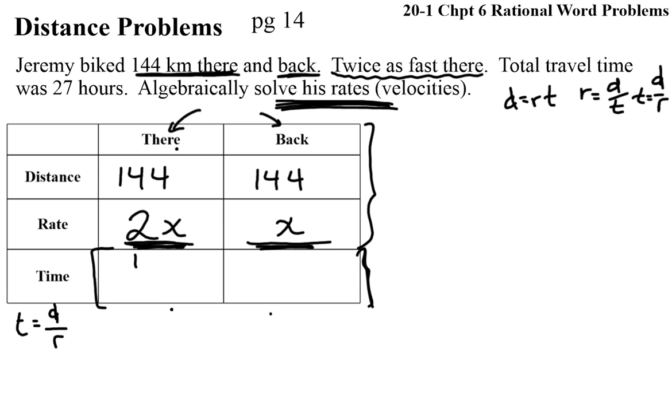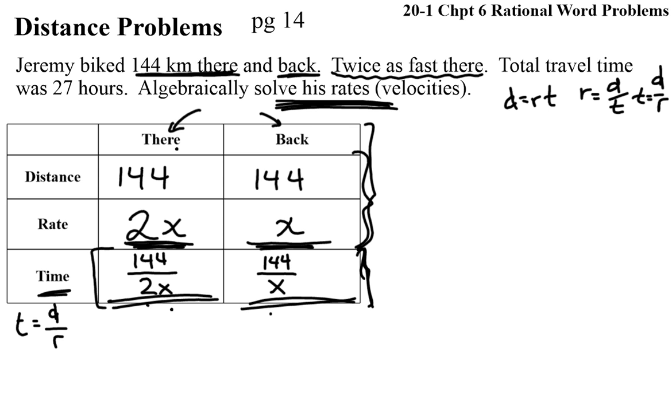We know time is distance, 144, divided by a rate of 2x. That's what I could use to figure out how long it took them going there. We know there was 144 kilometers coming back, divided by the rate, which is x. So these are two expressions to represent the time there and back. Now, fill in two of the rows of our chart, use those little equations to fill in the third row.